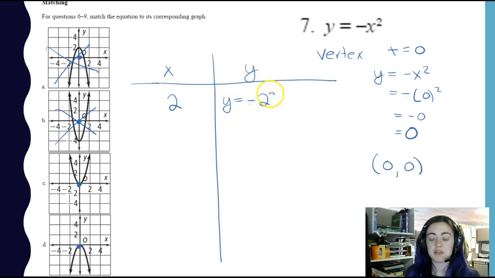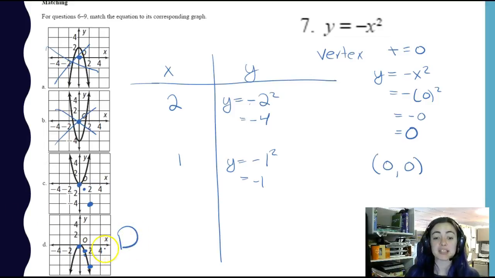y is equal to negative 2 squared. 2 squared is 4, so negative 4. So 2, negative 4 is going to be right here. It's looking a little bit more like D here. Let's confirm that with another point. Maybe we can try when x is 1, so y is equal to negative 1 squared. 1 squared is 1, so negative 1. So when x is 1, y is negative 1. Yeah, it's looking like D is the answer. So D is the best match in this case.